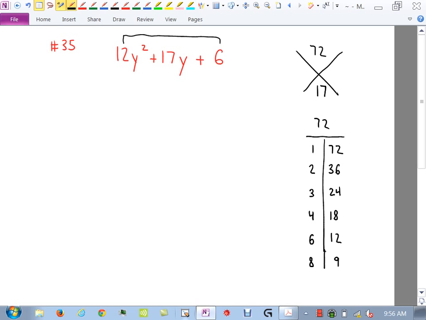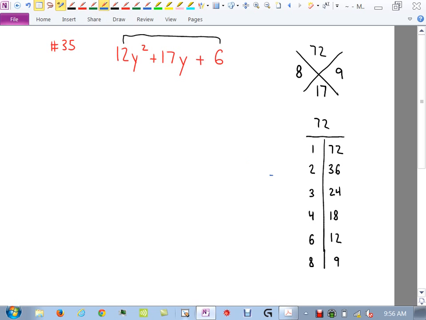Okay, so look, it looks like these are going to work, right? Let's just make sure we get the signs right. We need a positive 17. That means they both need to be positive. I just have to hope that when I multiply them, I get 72, which I do, right? So 8 and 9 work.